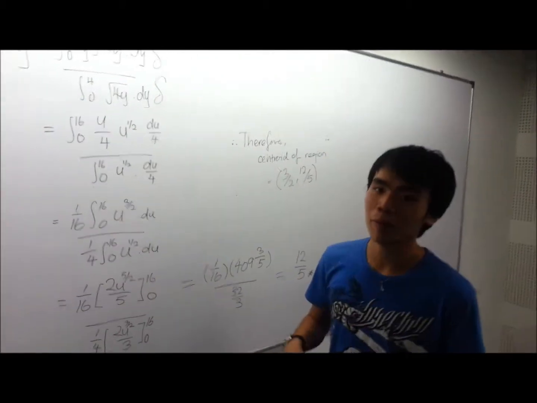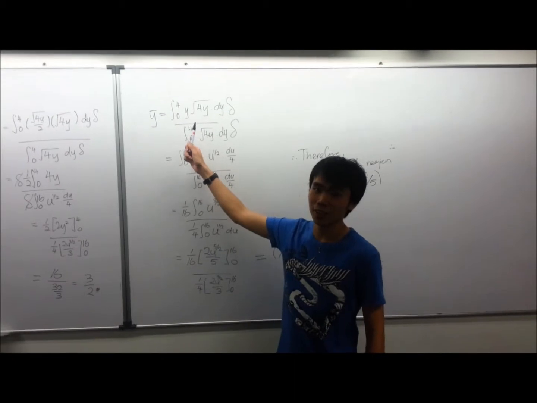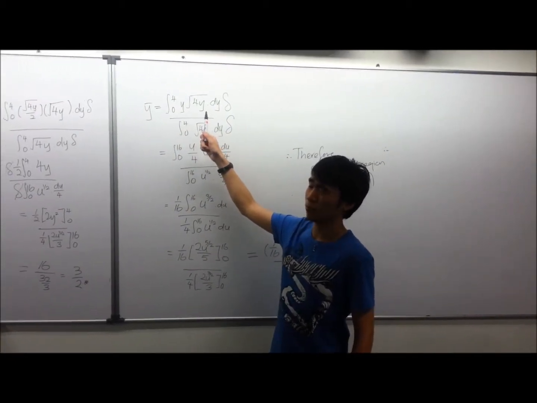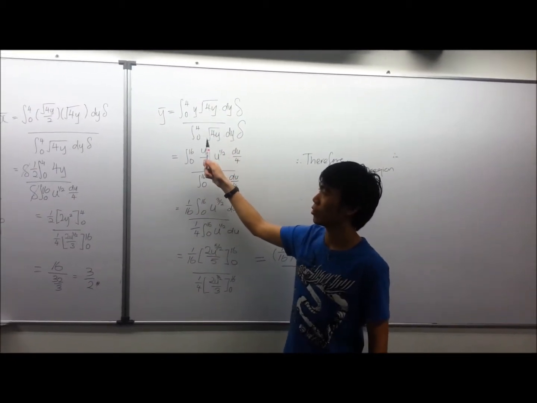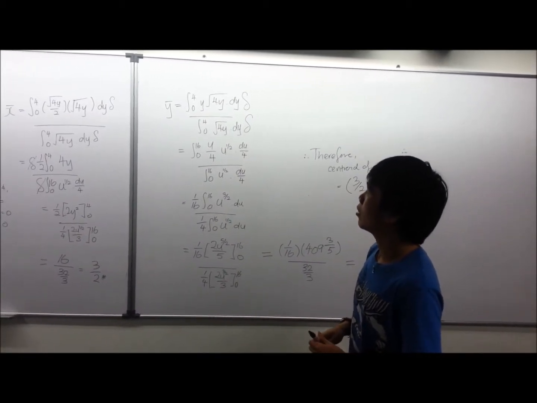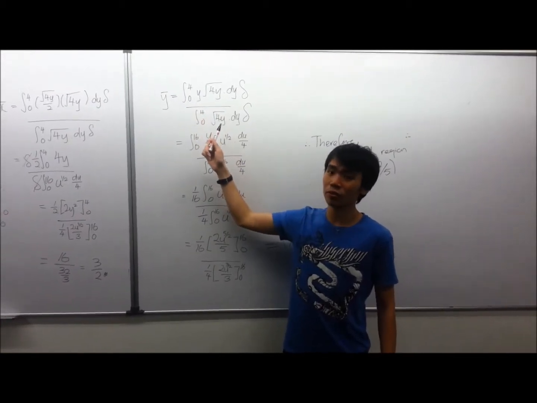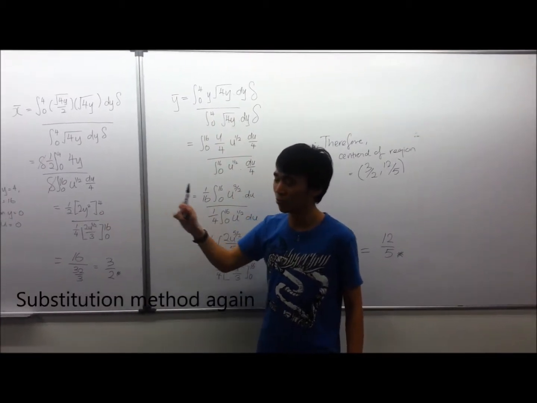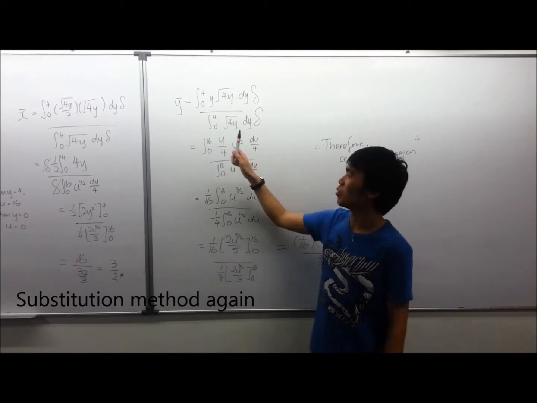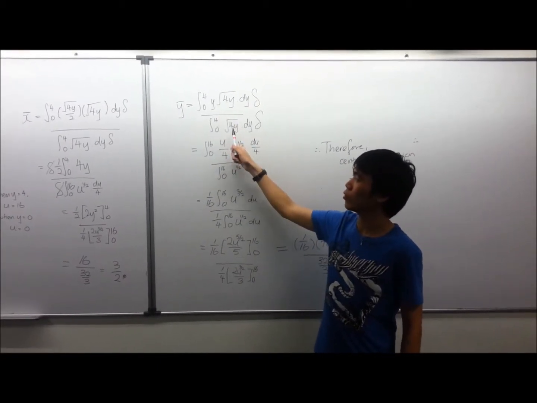So now the y bar. Again, I have to repeat. Y bar is the integration of y curl and dm over the integration of dm. Since both the numerator and denominator have square roots, we'll have to use the substitution method directly. So in that case, we sub this with the square root of u.